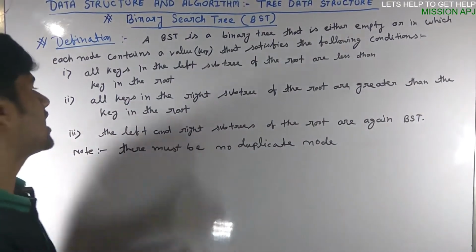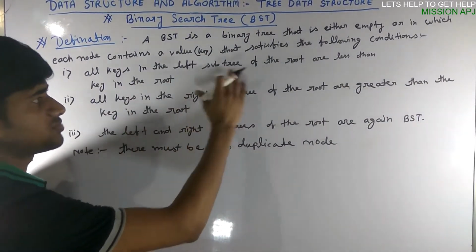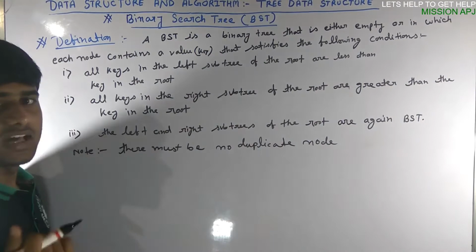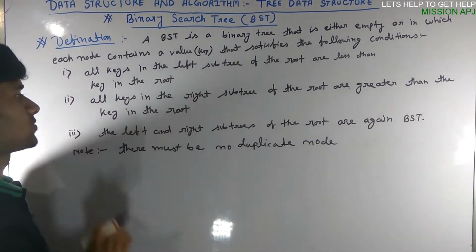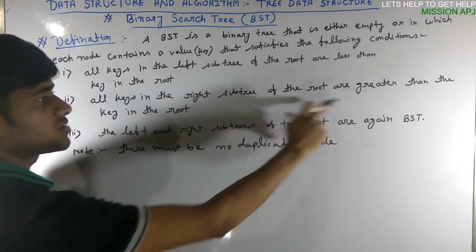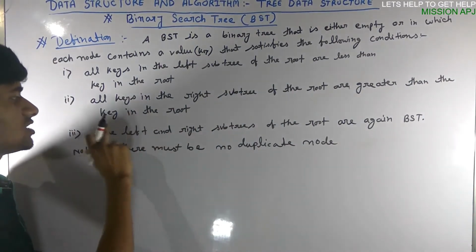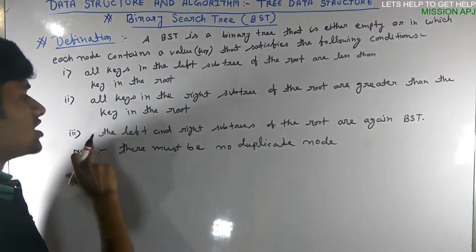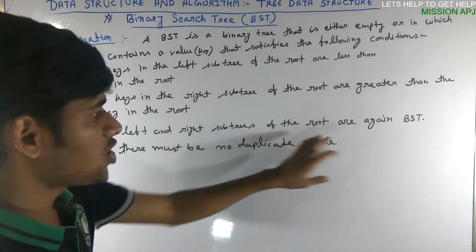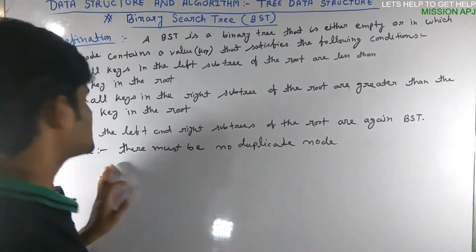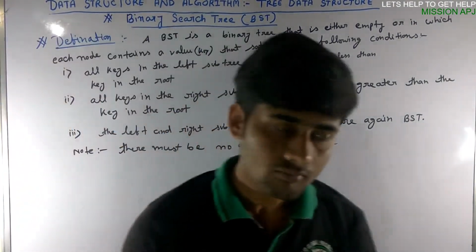The conditions are: all keys in the left subtree of the root are less than the key in the root. All keys in the right subtree of the root are greater than the key in the root. And the left and right subtrees of the root are again BST, that is binary search tree.